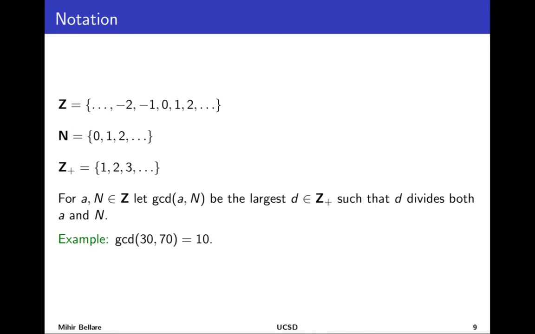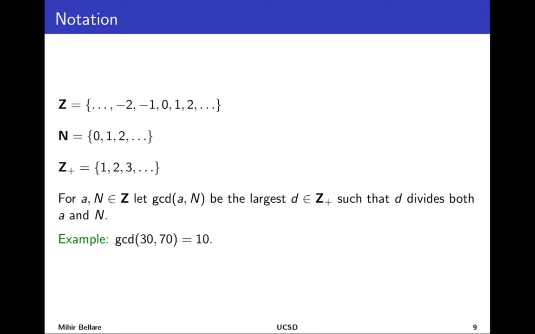Okay, so with that introduction, let's get going. So we'll start with just a bunch of basic notation. So by Z, we mean the set of integers, both positive and negative. By N, the set of natural numbers, which is all non-negative integers. And the strictly positive integers will be denoted Z plus.